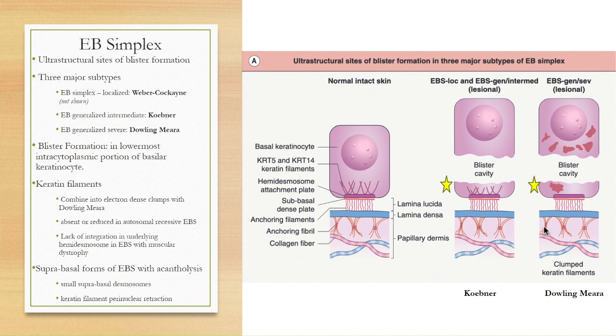And keratin filaments, you'll notice there are large electron-dense clumps, depending on what type of microscopy you're using, in the severe subtype, also known as Dowling-Meara. This is typically absent or reduced in autosomal recessive EBS. Suprabasilar forms of EBS usually have an acantholytic component to them. You might see keratin filament perinuclear retraction or small suprabasilar desmosomes.